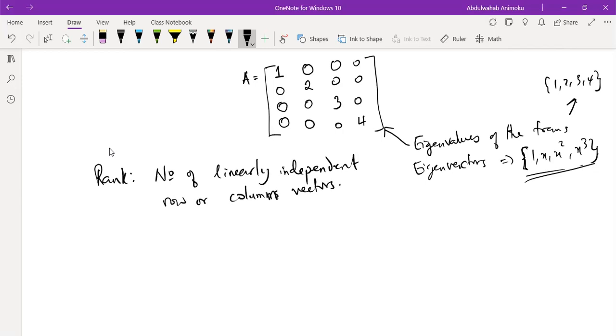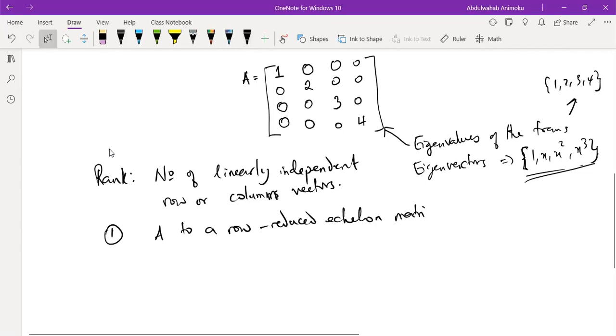So, a simple way to do this is to observe that another way to think about this is if we reduce this to a row reduced echelon matrix, then we use this row reduced echelon matrix to determine the rank of the matrix. So when you look at A, you see that it is already in a row reduced form.